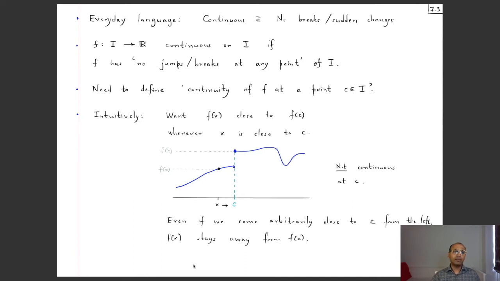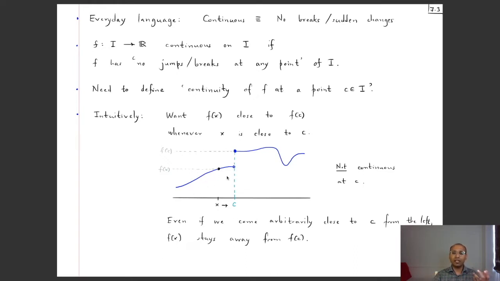Now, in everyday language, we use the word continuous. For example, you might say that, well, it was a continuous process. What you mean is really that there were no breaks or interruptions or sudden changes in that process. In the same way, we can think that a function is continuous if there are no jumps or breaks in the graph of the function.